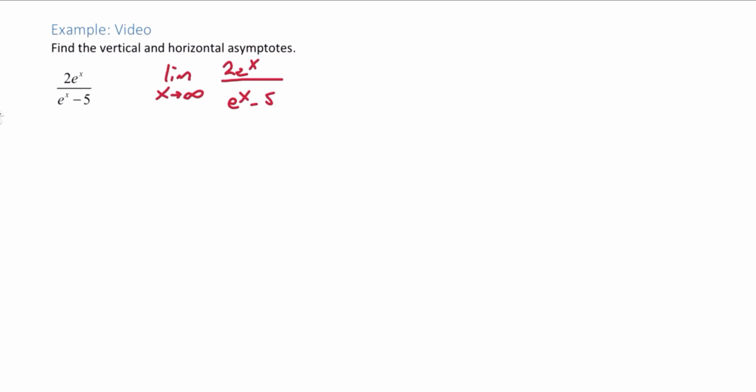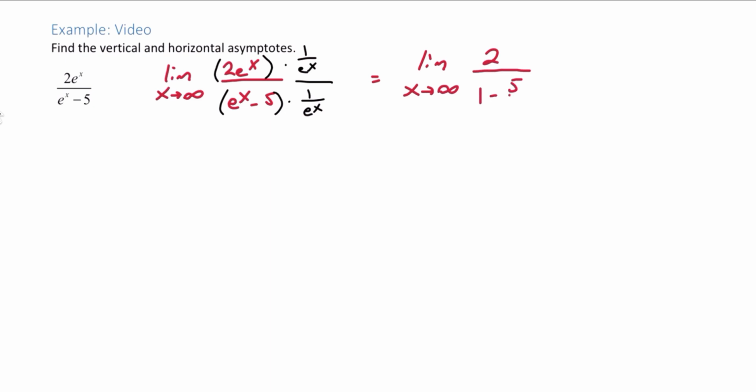The next thing we want to do is divide both sides by e to the x, or we can think of that as multiplying by 1 over e to the x. This will give us the limit as x approaches infinity of 2 over 1 minus 5 over e to the x.